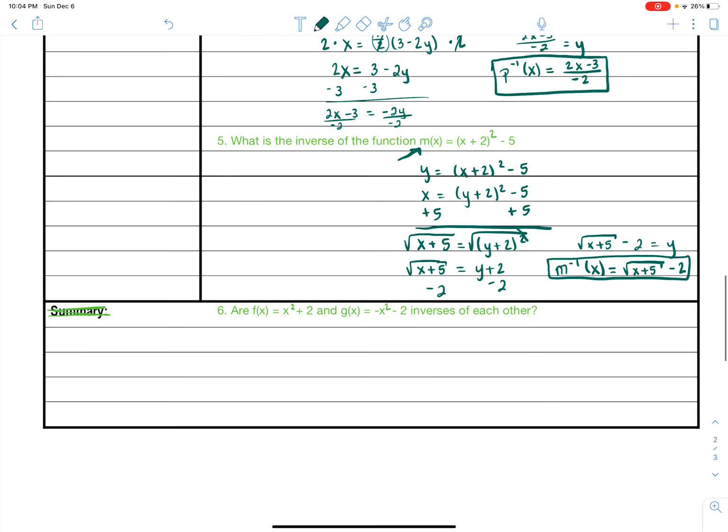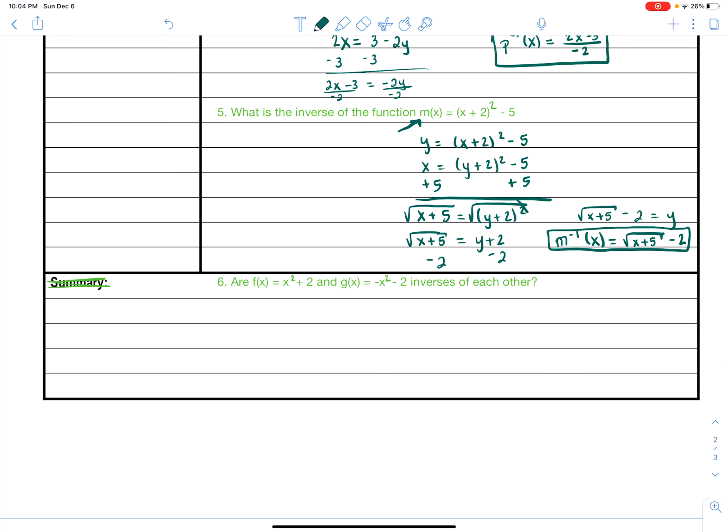Okay, our last question is a little weird. It says f equals x squared plus 2 and g, which equals negative x squared minus 2, are those inverses? Well, you could find the inverse of f and find the inverse of g and see if it gave you the equation that you started with. Or here's kind of a new rule, which is why we learned how to do composite functions before.